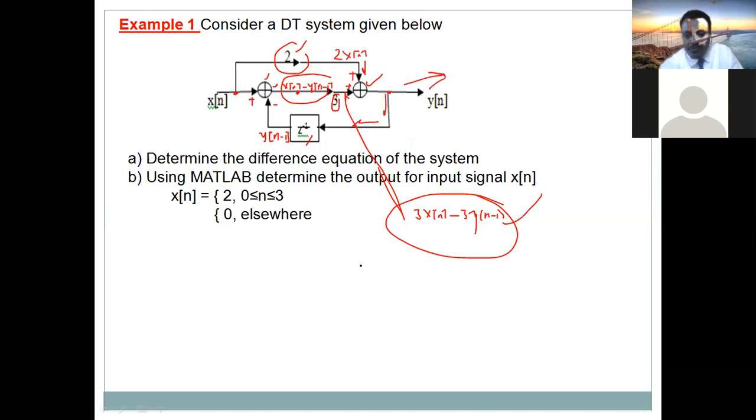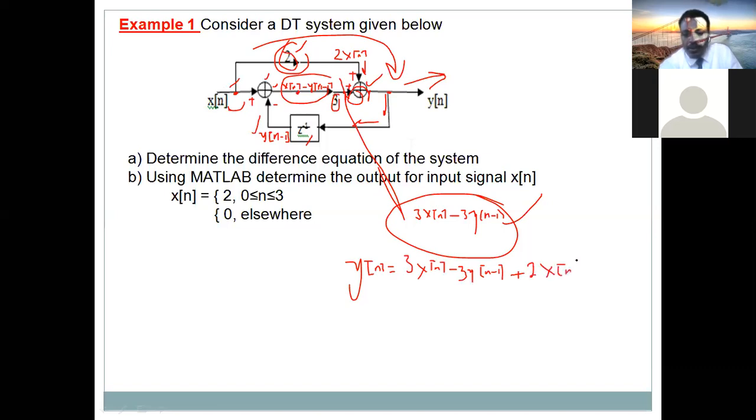So what will be the output? For this system, output is equal to the signal at this point, which is 3 times x of n minus 3 times y of n minus 1. This is the signal which comes from the input side, x of n, and y of n minus 1 feedback. Another signal comes from this side. What is that? 2 times the input. So we have to add that. Why do we add? Because there is an adder here. So 2 times x of n.